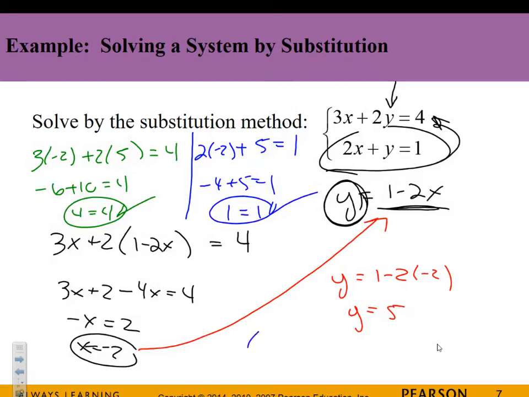You need to come back because the solution to a system is an ordered pair. If you don't give it as an ordered pair, then you're wrong. You just lost points.